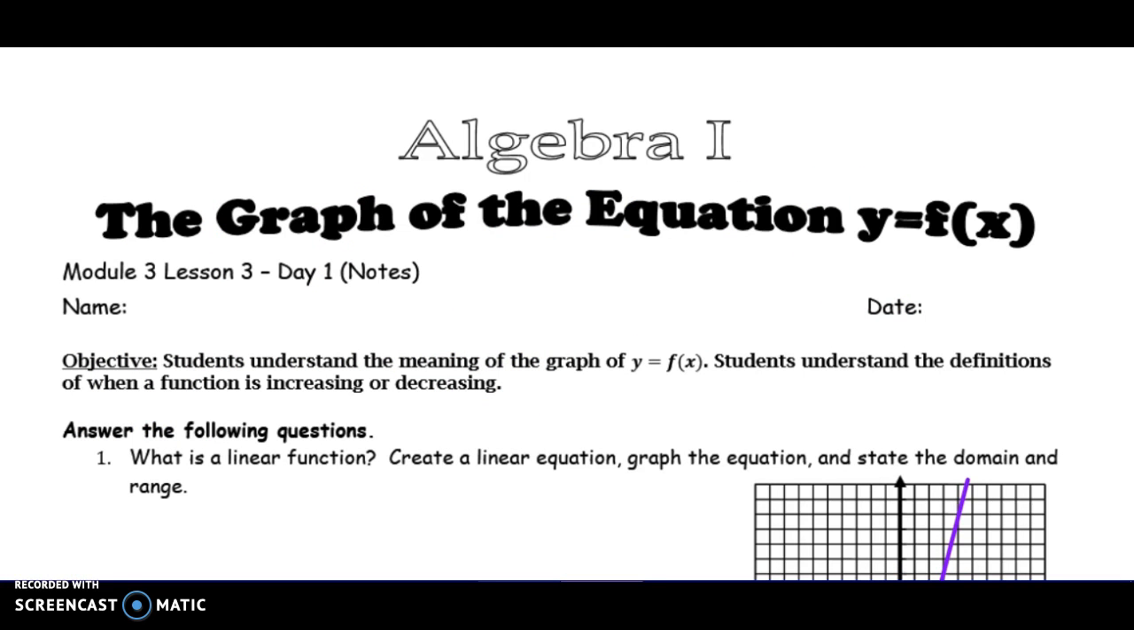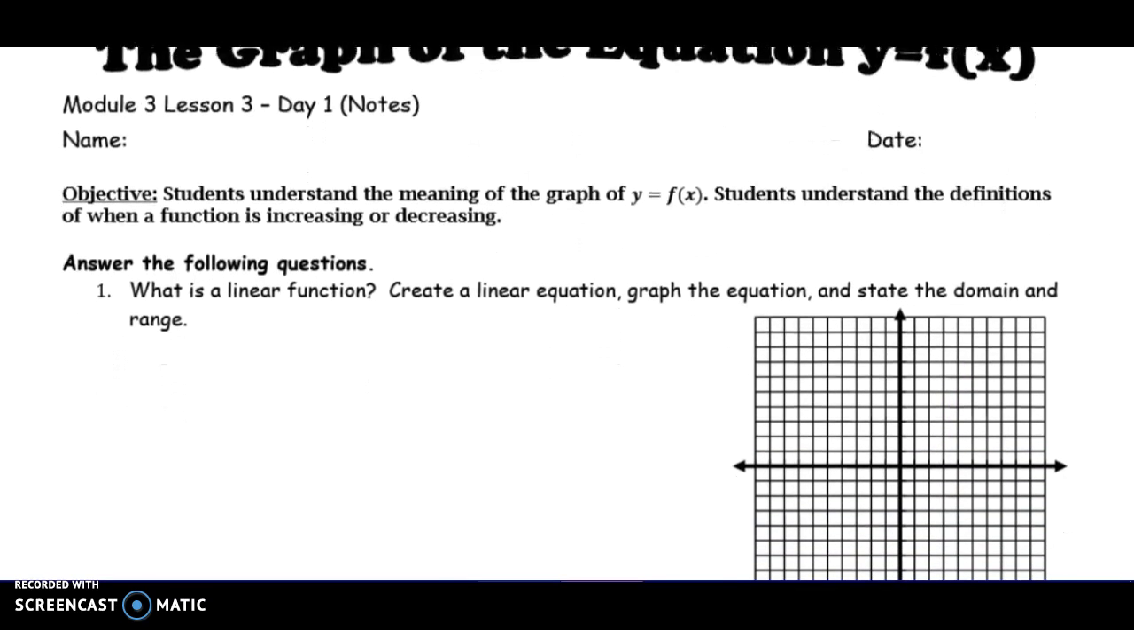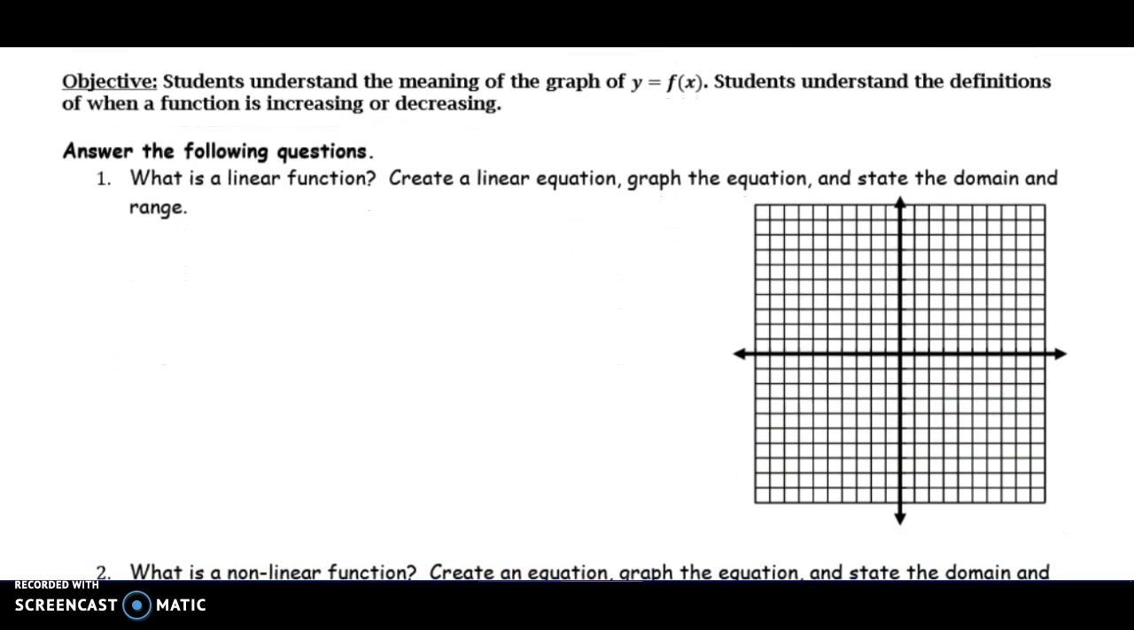Moving on to our lesson. First thing that we would need to do, number 1, what is a linear function? What does it mean to be linear? Hopefully you know this already. What is the shape of a linear function? It has the word right there. So a linear function is a function that creates a straight line.